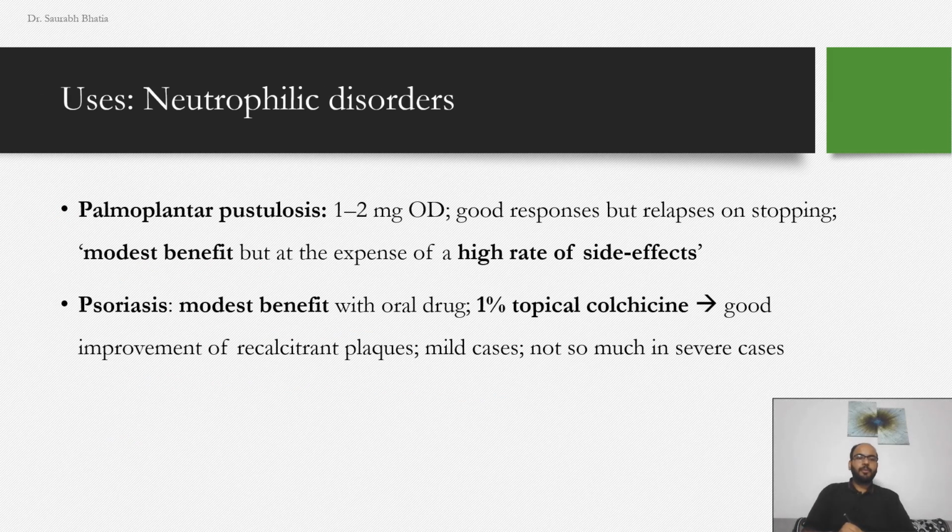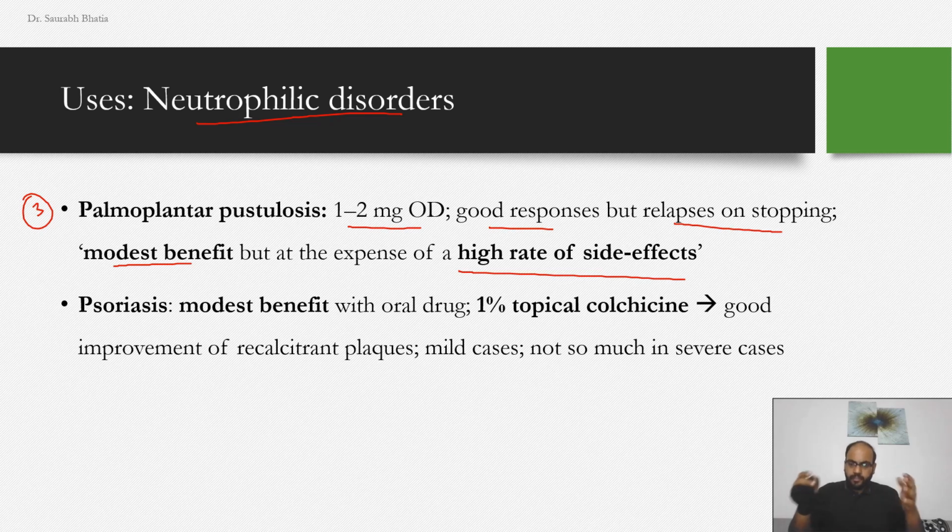The third is palmoplantar pustulosis in the group of neutrophilic disorders. Remember, I said that colchicine is a good drug to be used in neutrophilic disorders, the first of which is palmoplantar pustulosis. The dose is 1 to 2 milligram per day. Good responses, but again relapses on stopping. The article mentions modest benefit, but at the expense of a high rate of side effects of colchicine. So you have some modest benefit, but the rate of side effects is very high.